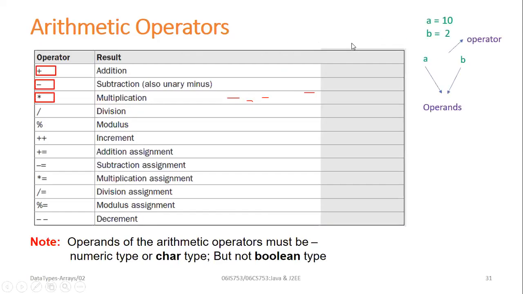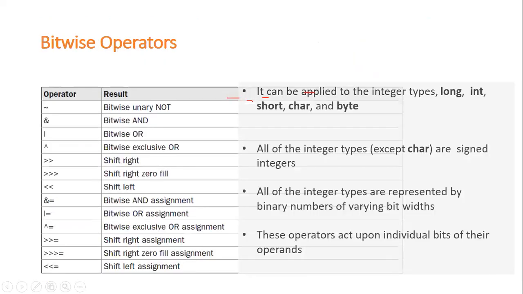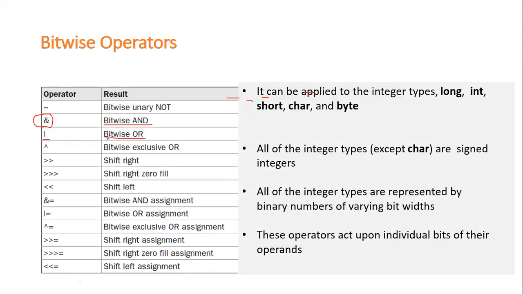You can see the names. Every symbol has a name. For this symbol, the name is bitwise AND. For this symbol, the name is bitwise OR. For this symbol, it is bitwise exclusive OR, and we can call it XOR. That's what it is. You can see the naming in the first chart.